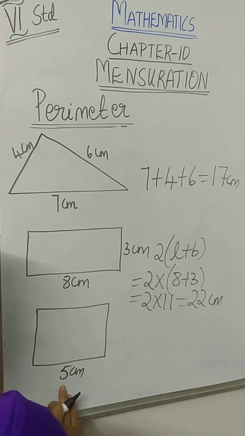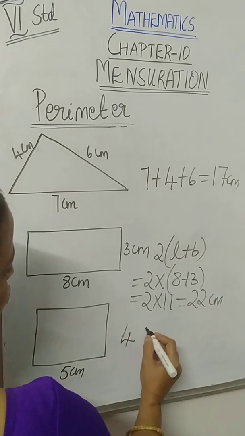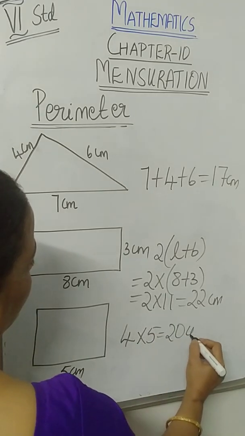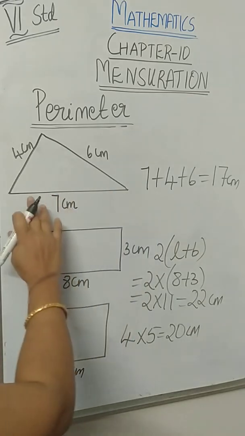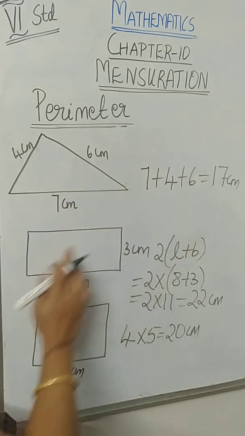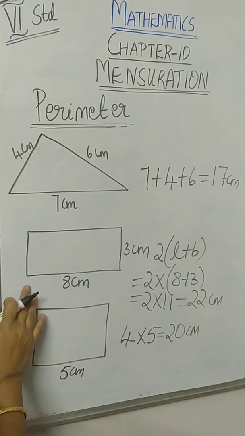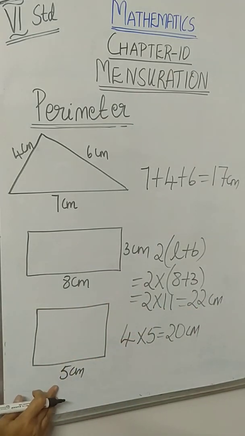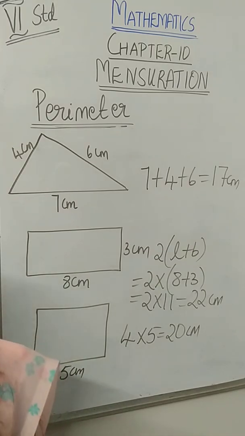Here it is square. Here the perimeter of a square is 4L. So it is 4 into 5, that is 20 centimeter. Perimeter of this triangle is 17 centimeter. Perimeter of this rectangle is 22 centimeter. Perimeter of the square is 20 centimeter. Okay.